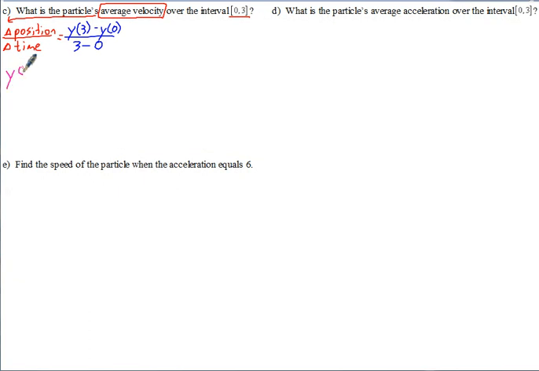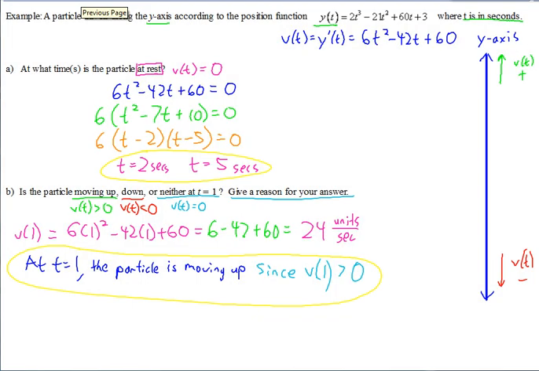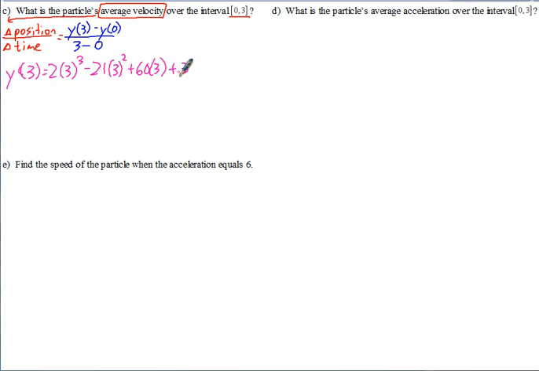So y of 3 would be 2 times 3 cubed minus 21 times 3 squared plus 60 times 3 plus 3. And I'll just simplify that. So 3 cubed is 27 times 2 is 54. 3 squared is 9 times 21 would be 189. 60 times 3 is 180, and plus 3.